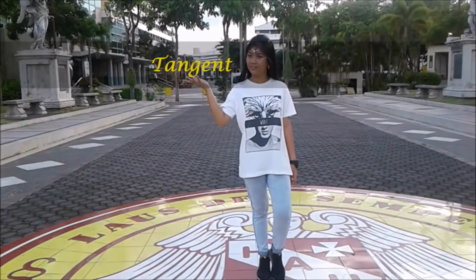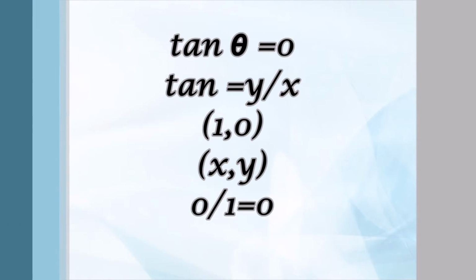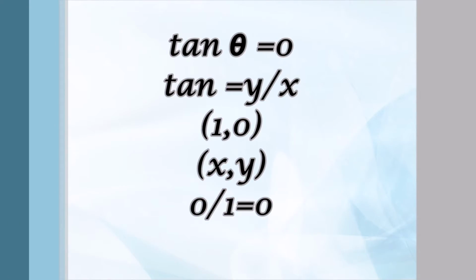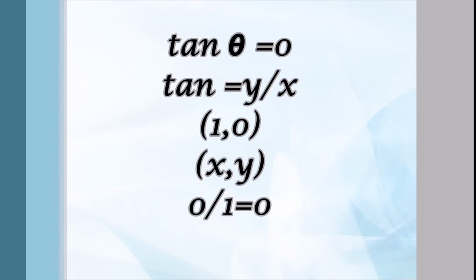Third is the tangent, and the answer is tan theta equals 0, because in the coordinate (1, 0), 1 represents the x and 0 represents the y. The representation of tangent is y over x, so 0 over 1 equals 0, so tan theta equals 0.